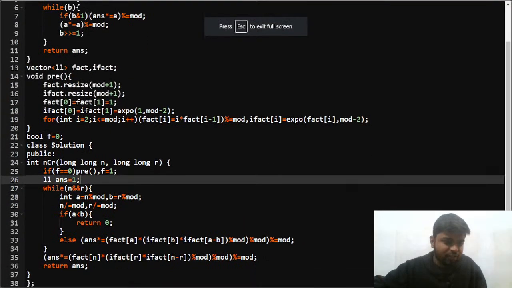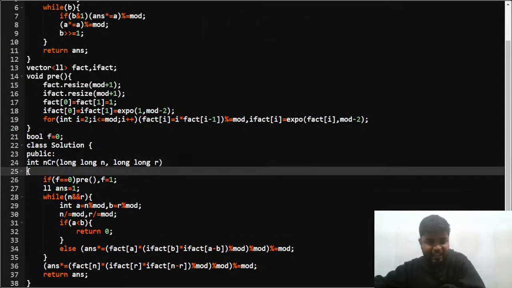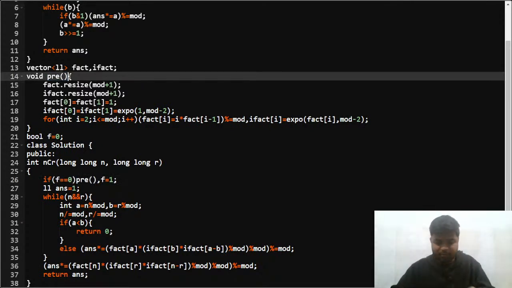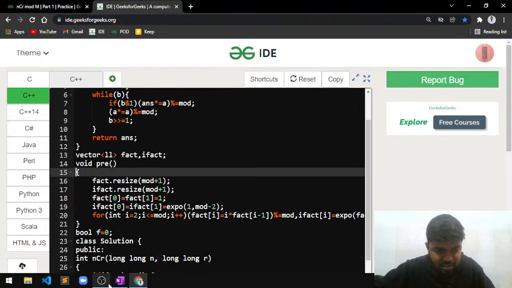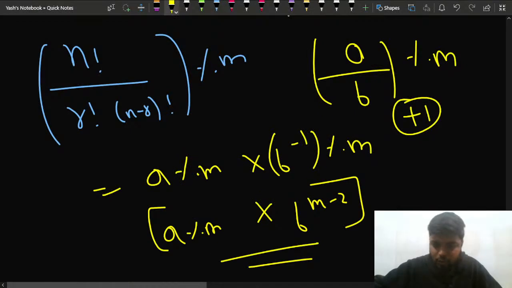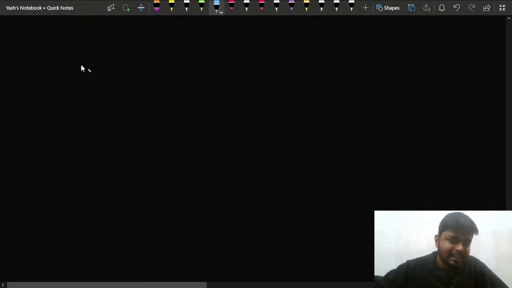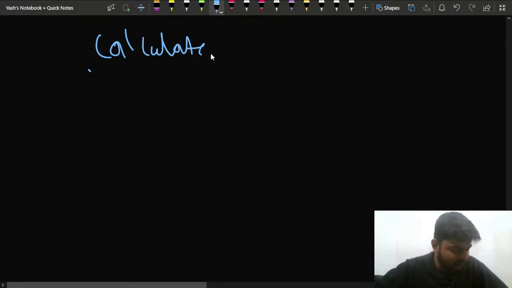In this particular function, nCr, you can take a screenshot of it if you want. What I'll be doing is, first of all, I'll be calling a pre-calculate function. I'll be calculating all the factorials beforehand. Why? Because if I have very large numbers and I have to calculate factorials, right?